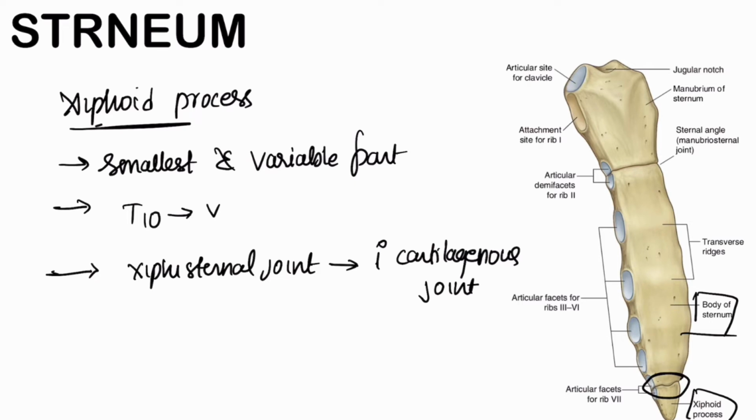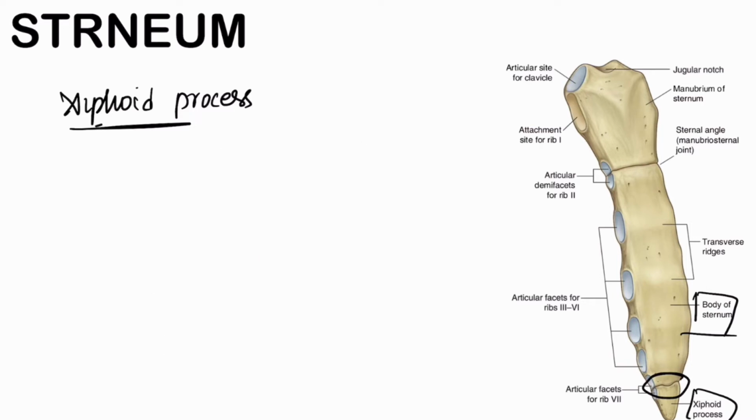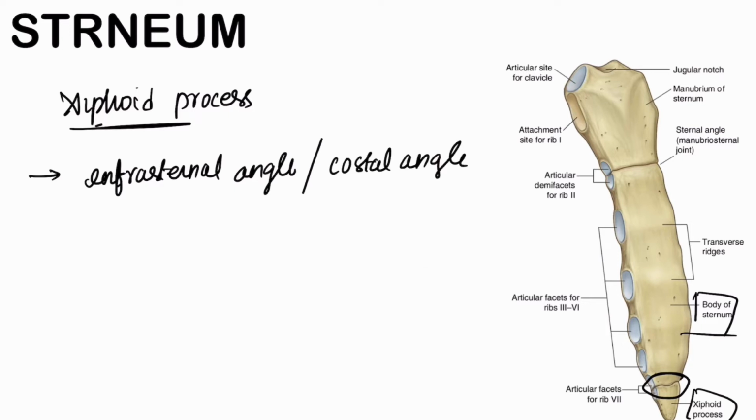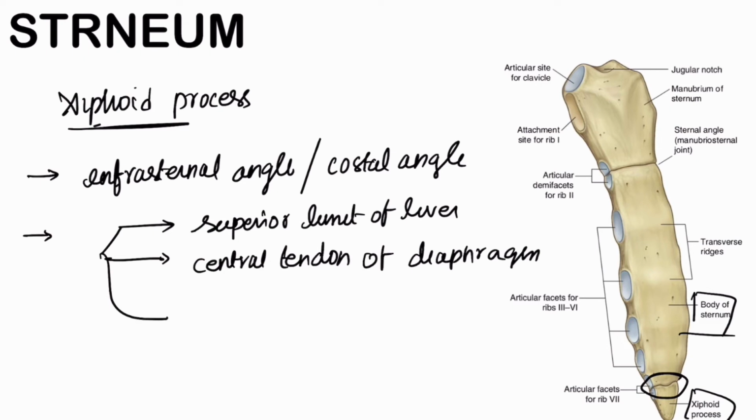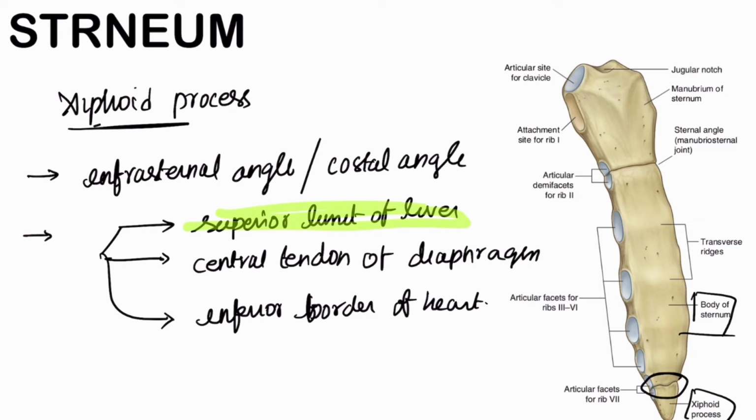The xiphoid process is important because it shows the inferior limit of the thoracic cavity anteriorly. The xiphoid process also forms the infrasternal angle. This angle is also known as the costal angle, and it is also the midline marker for the superior limit of the liver, the central tendon of the diaphragm, and the inferior border of the heart.